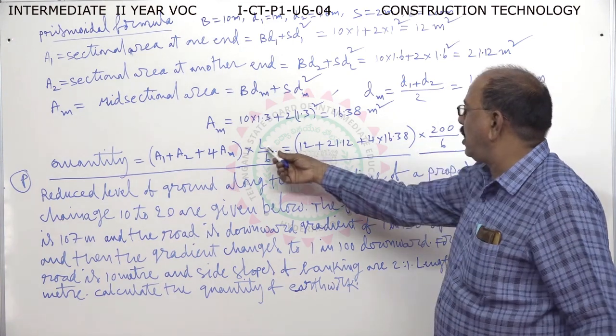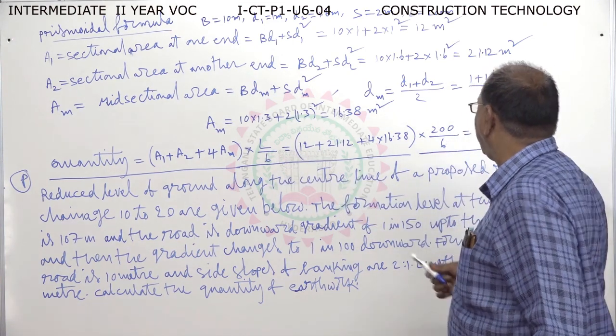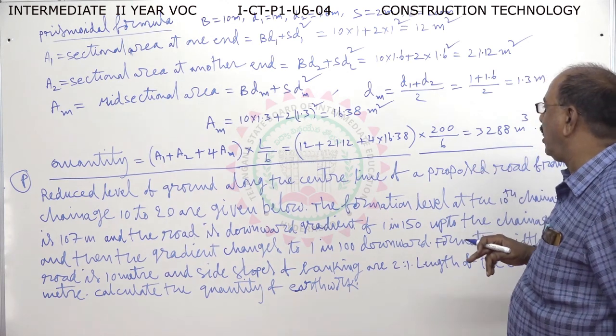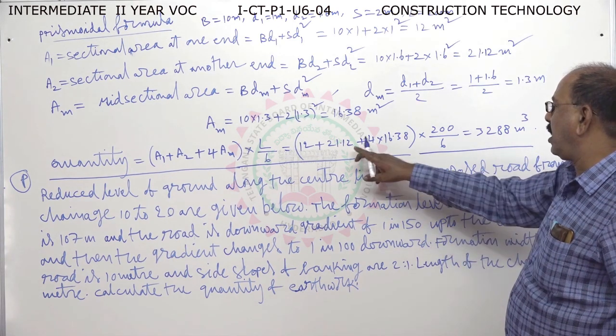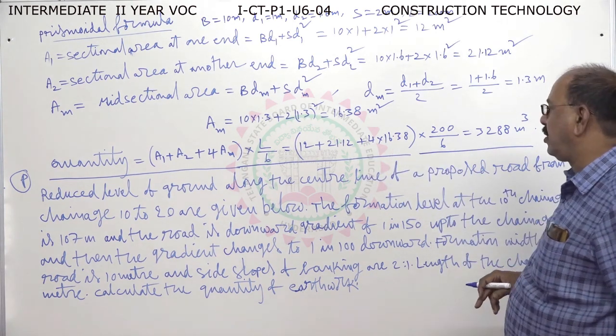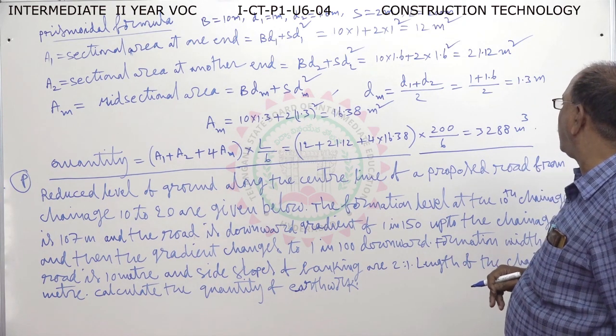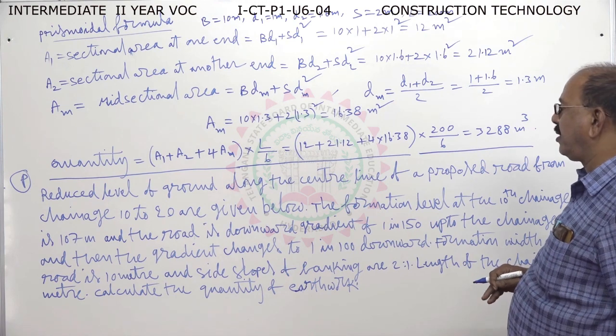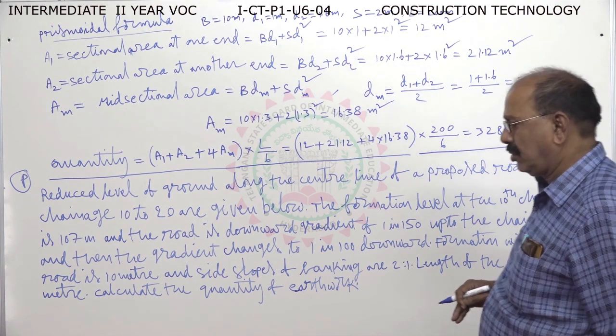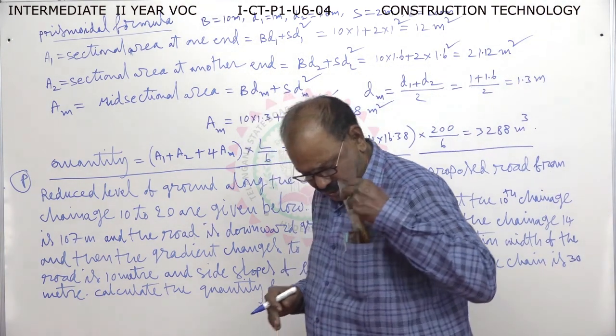That is equal to 200 divided by 6. So finally, after calculating with a scientific calculator, you are getting this value, 3,288 meter cube. I will show you once with the scientific calculator.